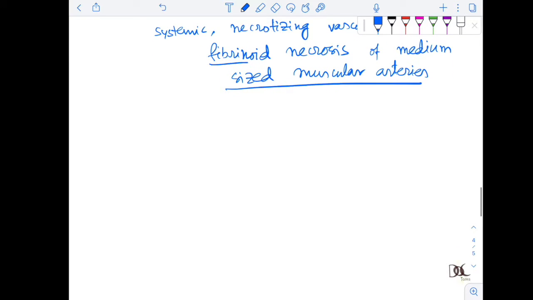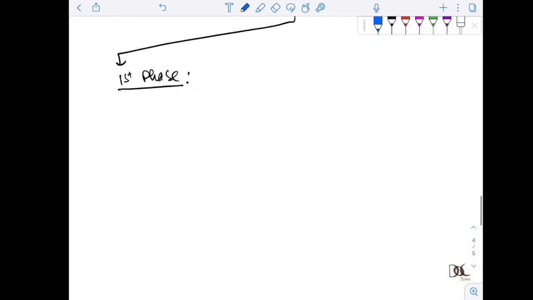There are 3 phases of it. In the first phase, there is neutrophilic necrotizing arteritis. What is it? First, neutrophils entered. You all know that in innate immune attacks, neutrophils are the first soldiers that reach the site of the infection. We do not know if it is an infection or an autoimmune disease or something else, but neutrophils invade the arteries and produce neutrophilic necrotizing arteritis.